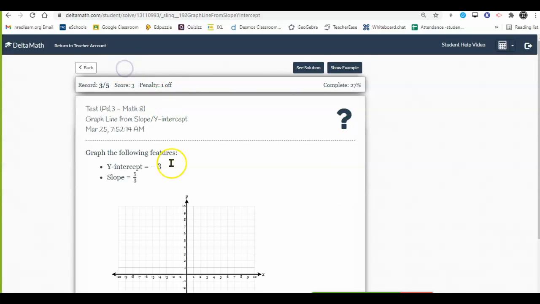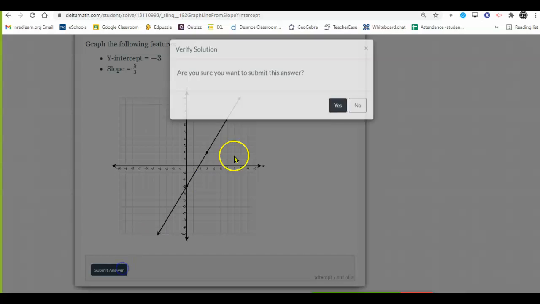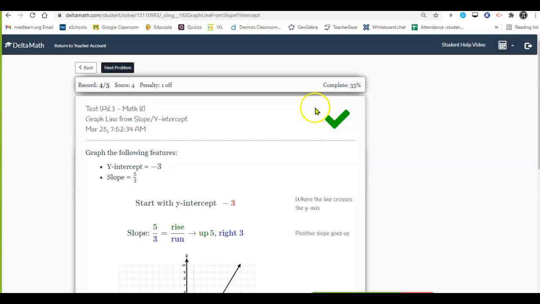One more time. Start at the y-intercept. For us it's -3. Click once. Then follow the slope, which is 5 over 3. Rise 5, 1, 2, 3, 4, 5, and run +3, 1, 2, 3. Click there, and your graph is complete.